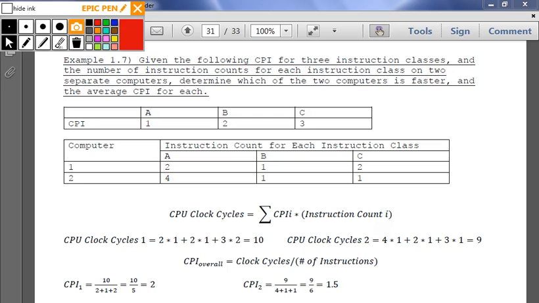Now for computer 2, A requires 4 instructions, and the CPI is 1. The CPI is 2 for B, which requires 1 instruction. C is 3 again, but for computer 2, it requires only 1 instruction to complete the task.